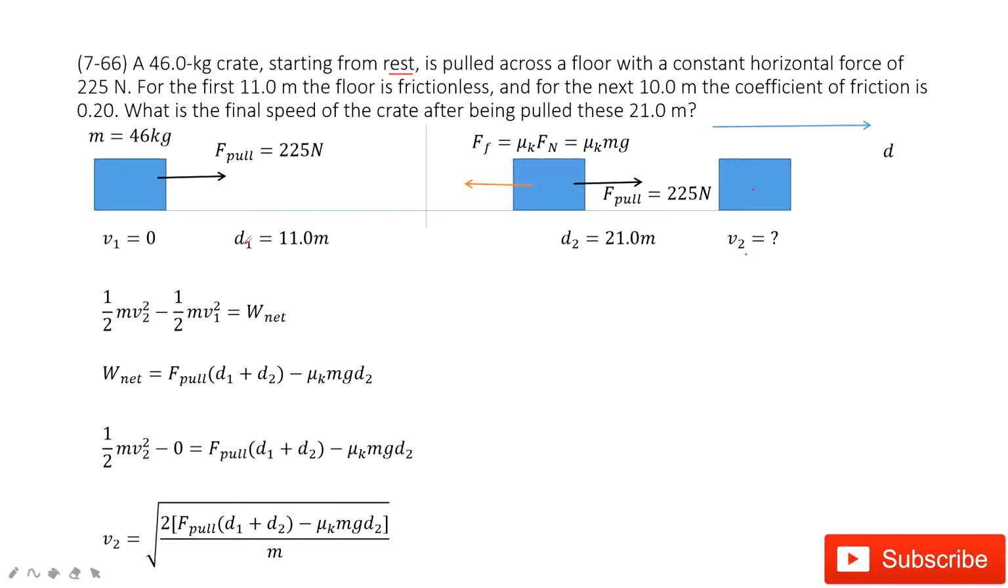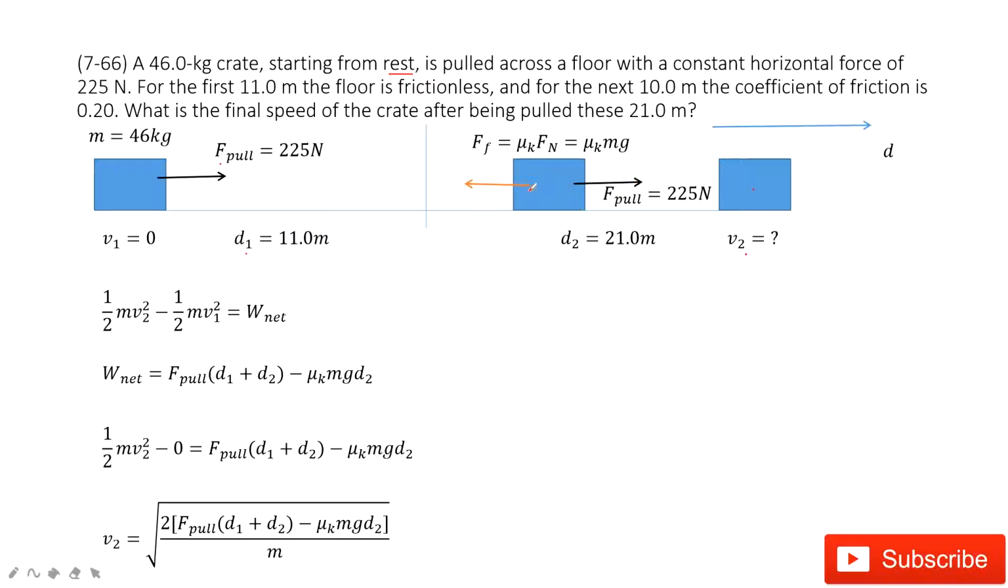Sure. Because we can see at part 1, we know the force and we know D1. So very easily we can find the work done. This one is F pull times D1. And then you can see at part 2, the work acting on the box comes from the force F pull times D2, right? And also this is pointing in the same direction. So the cosine 0 is 1, so F pull times D2.